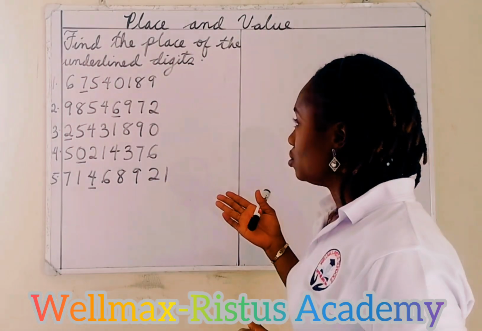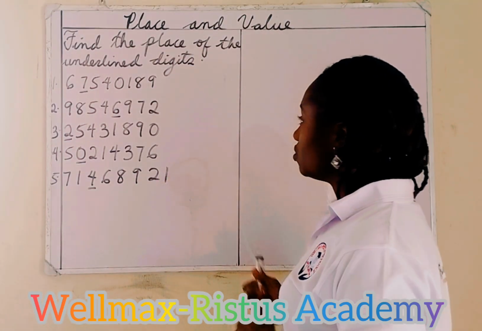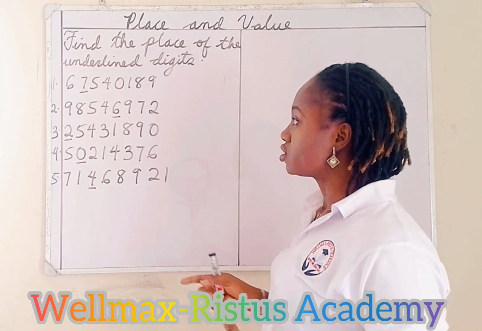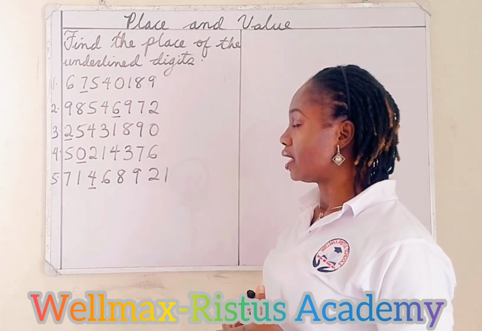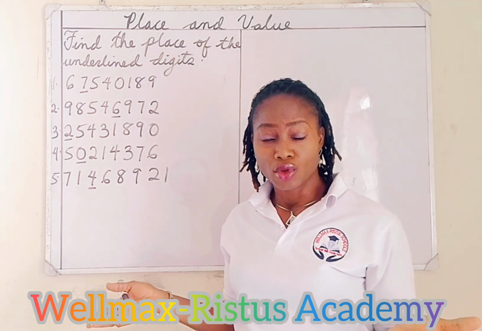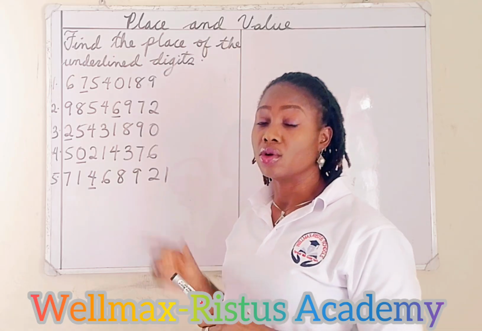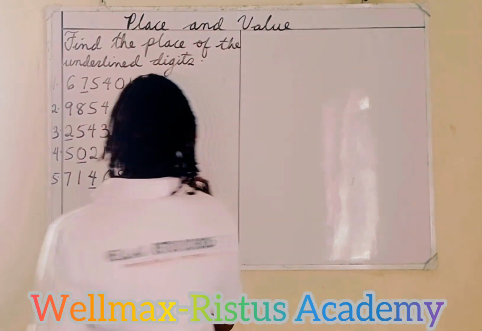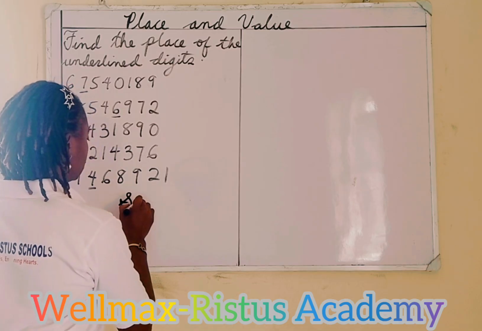We have a question on the board that says find the place of the underlined digits. The first question we have is 6754018. What does that even mean? For us to know the actual number, we have to separate our numbers with what? Commas. Now let's go. Solution.